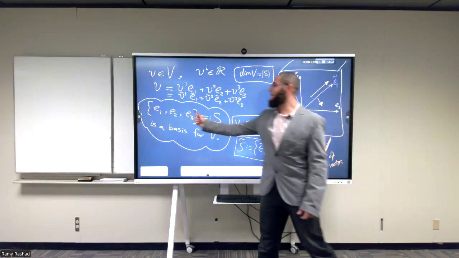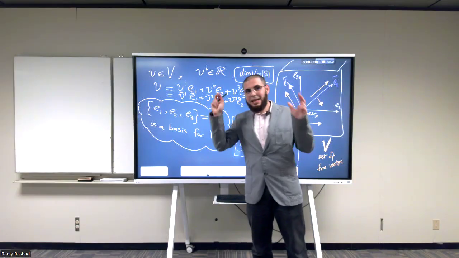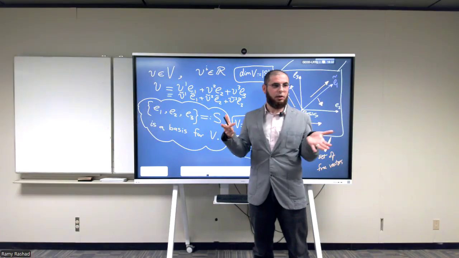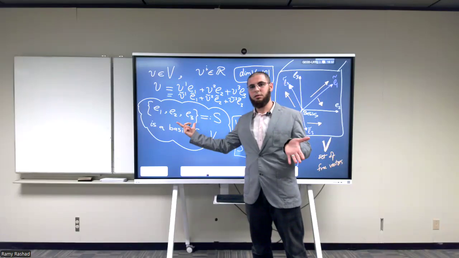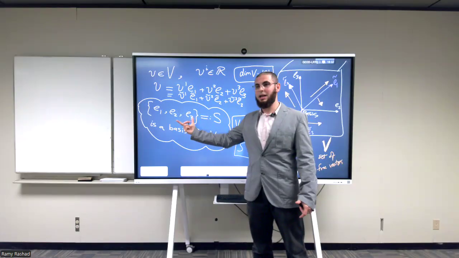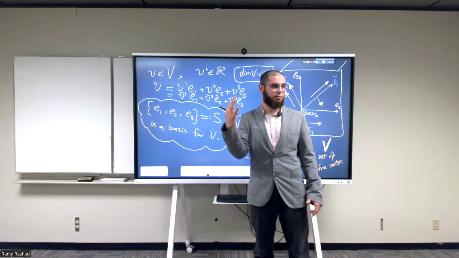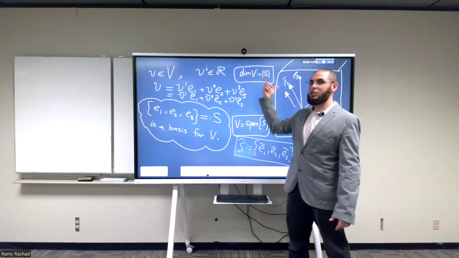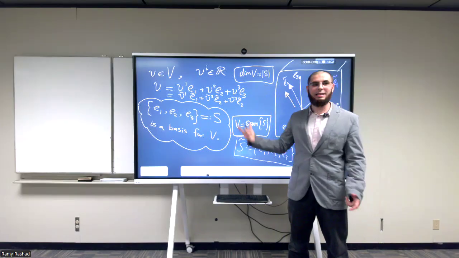So in the end, if I can find 3 linearly independent vectors in terms of which I can write any other vector, then we call this a basis. And because I have found 3 independent vectors, the dimension of V is the cardinality of the basis, which in this case is 3.